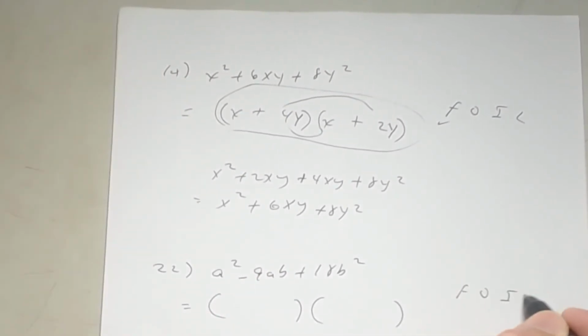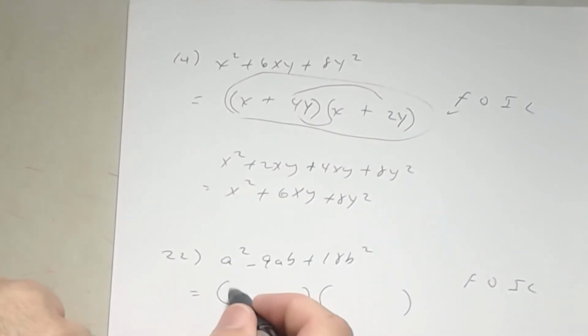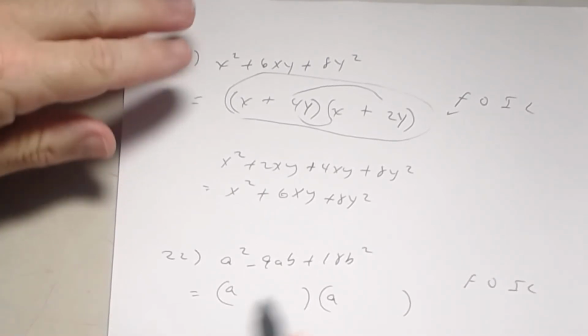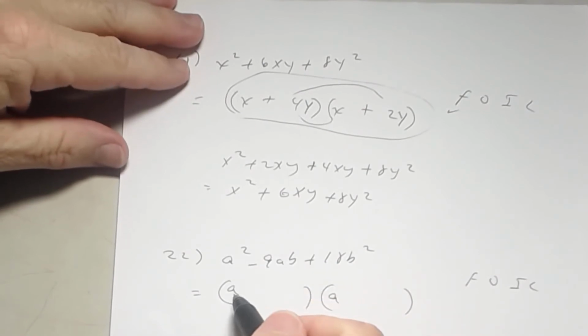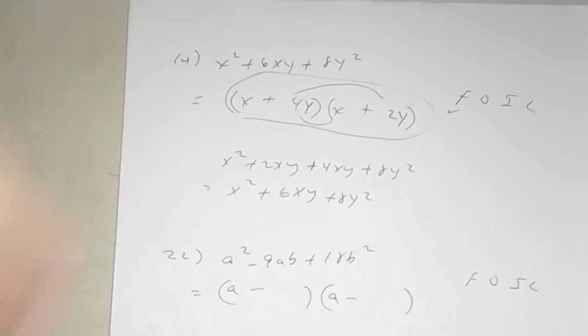FOIL. The first terms of each binomial are easy. What are those going to be? a times a. All right, now look at the last, the 18. Now the last sign's positive, so the signs in there have to be the same. They're both going to be what? Negative. Y'all agree with that? Yes. If the last sign was negative, I would have to put one positive, one negative. But they're both negative.